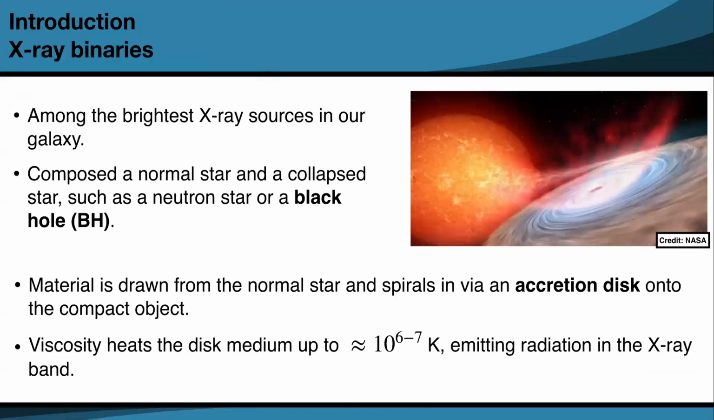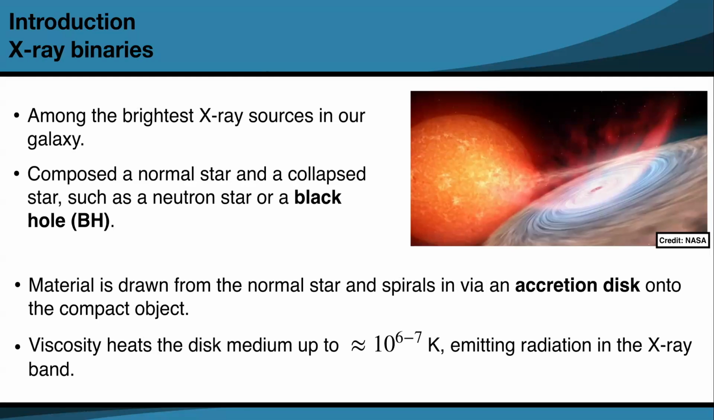So I would like to start with a quick introduction. Stellar mass black holes are objects that are usually found in our galaxy in binary systems known as X-ray binaries, which are composed of a normal star and a compact object that can be either a neutron star or, such as in our case, a black hole. These objects are among the brightest X-ray sources in our galaxy, and the actual source of the X-ray emission is this axisymmetric structure that forms around the compact object, known as the accretion disk, which is basically composed of the material that is drawn from the normal star and accreted onto the central object.